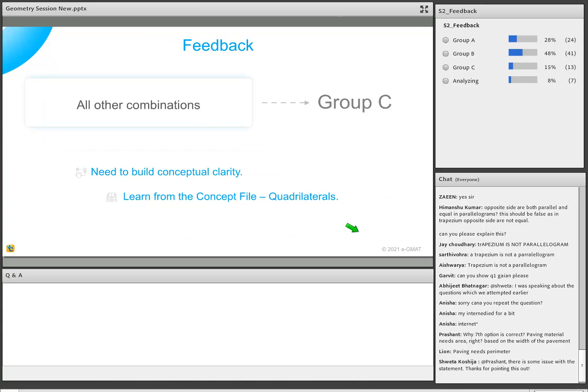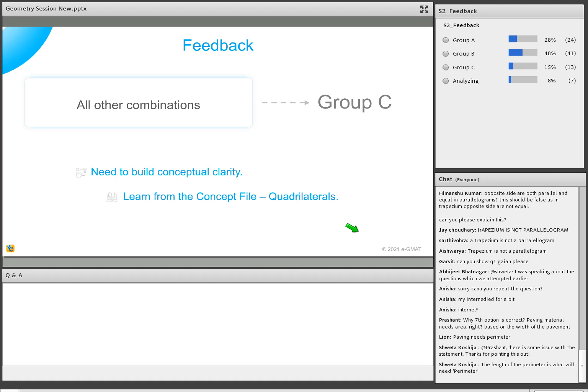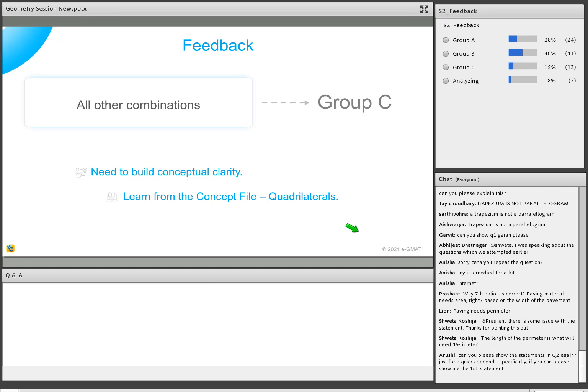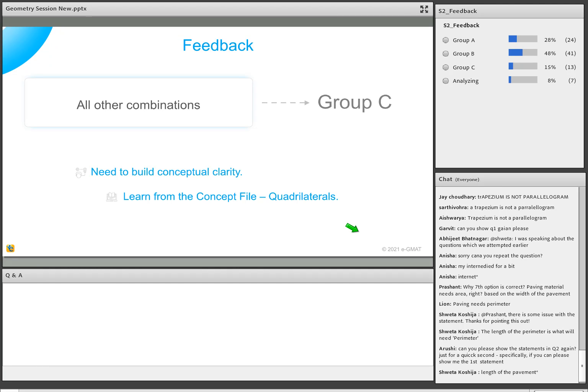And finally, for Group C, there's a very big need for all of you to learn concepts better, because if you don't, then the problem would arise around solving questions. And that is the reason I'd recommend you going through the diagnostic files and then going through the concept files and learning all the concepts that are there in those files.